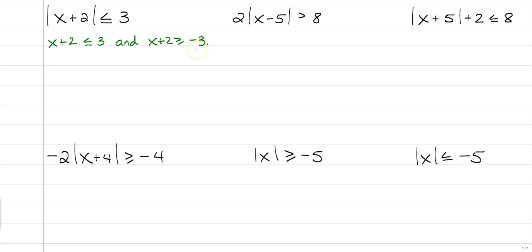negative 3. So remember, you need to switch the direction of your inequality and change it to the opposite. And then you just solve. x is less than or equal to 1, and x is greater than or equal to negative 5. So now, all you have to do is graph it.